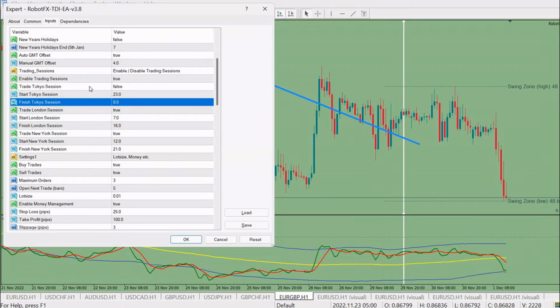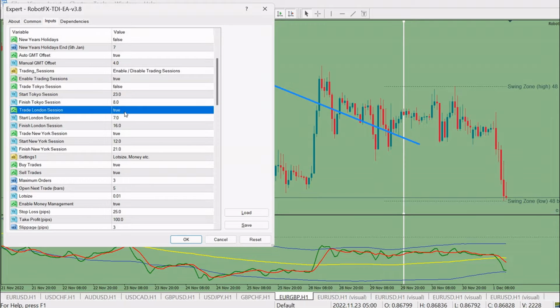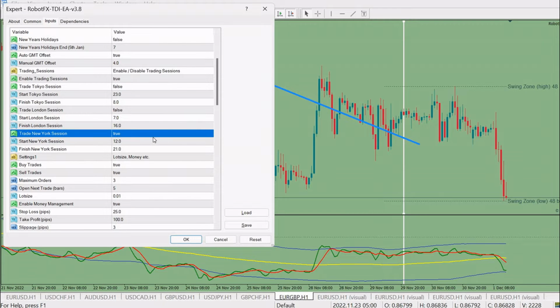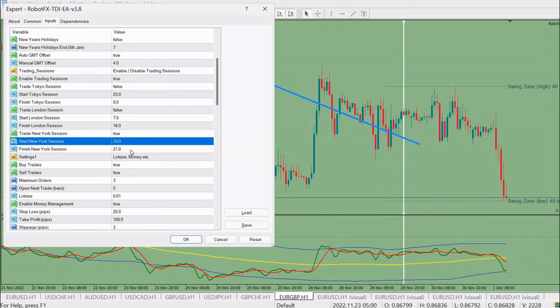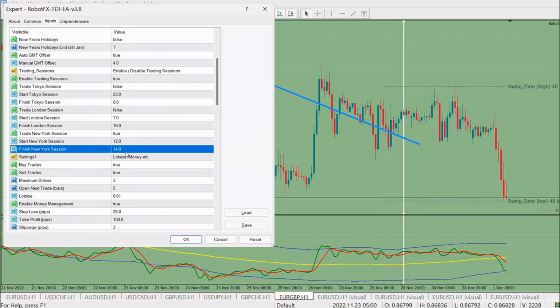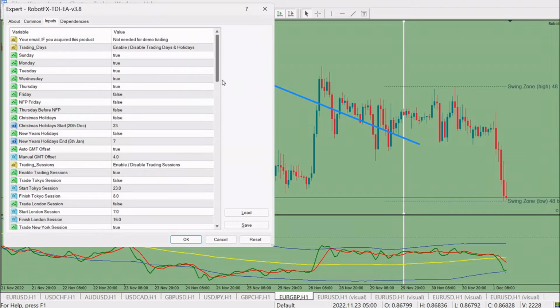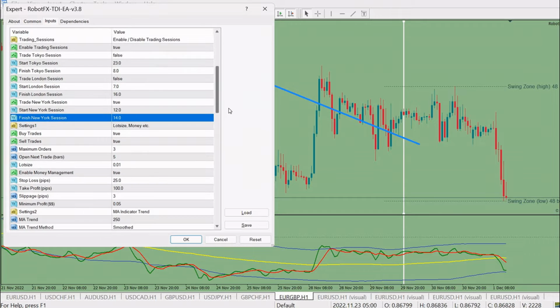For example, if you don't want to trade the Tokyo session, okay, if you want to trade only the New York session, let's set trade New York session to true, disable the other ones, and enter the New York session starting time and ending time. And maybe you want to trade only the first 2 hours of the New York session, then you set the starting time, and 2 hours later it will be 2 o'clock. And this is it about the trading filter, the times and day filter.